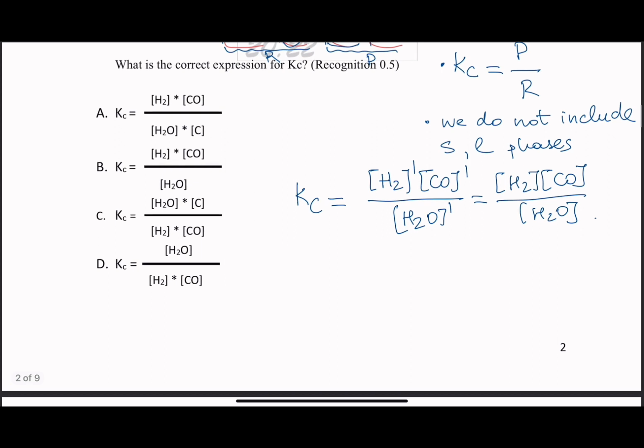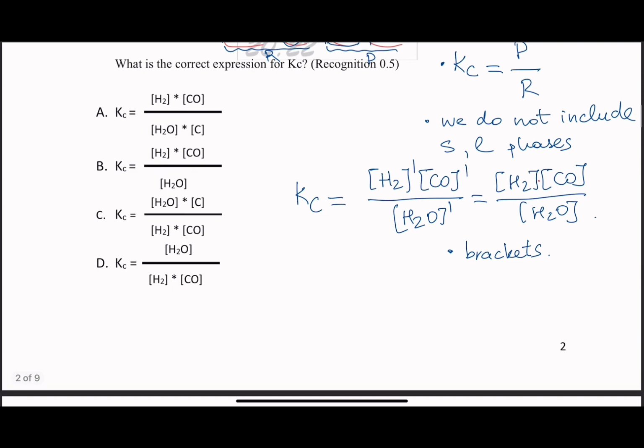Don't forget the brackets. They need to always be there. These two concentrations are multiplied by each other. There is no addition sign. Okay, so this is incorrect. It is a multiplication sign. So that's why the answer is going to be B.